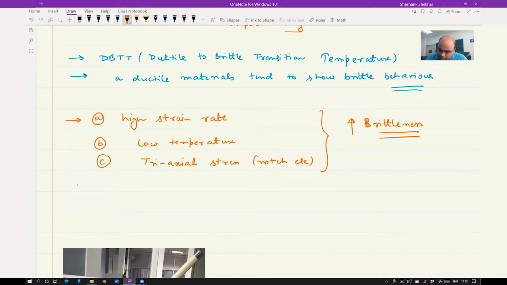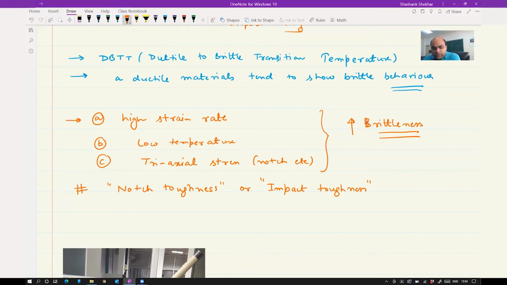So for now, remember that when we do impact testing, we are going to measure something called notch toughness or impact toughness. So you already know about the toughness. So the energy we measure in the impact testing, we call it notch toughness or impact toughness.